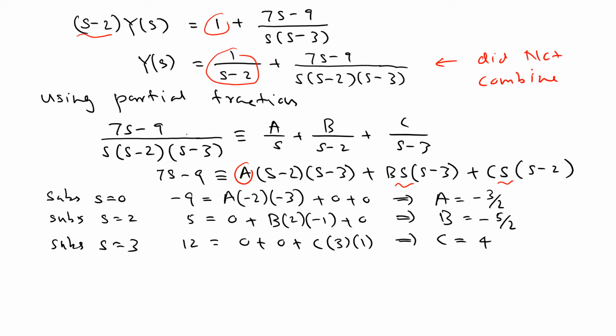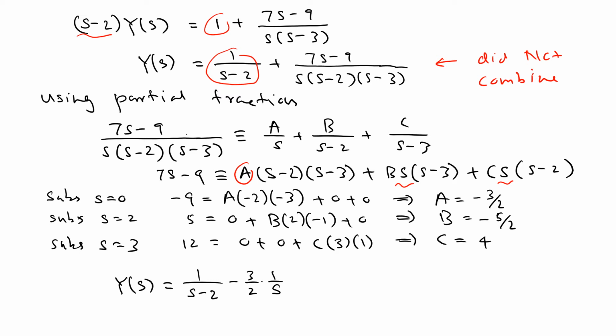So here are all three values, then we can write the Y of s. So what is Y of s now? We're going to plug them in. Don't forget we had one more term up there. That term is 1 over s minus 2, we already have that. And then we're going to plug in the values for this. So A is negative 3 halves, 1 over s.